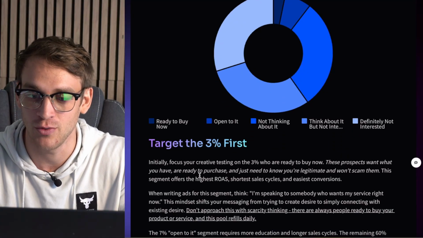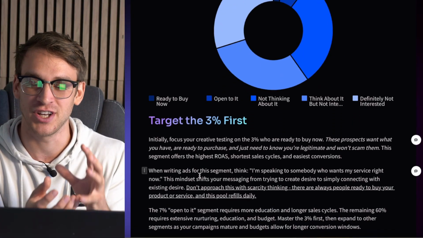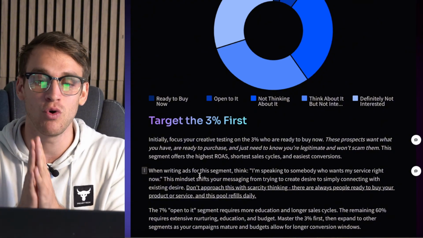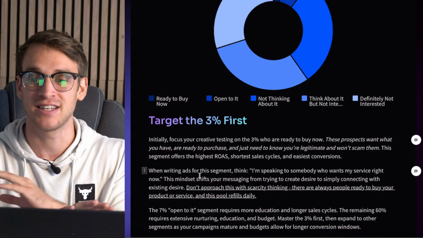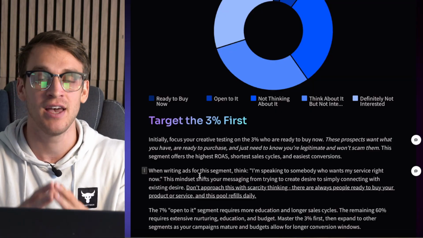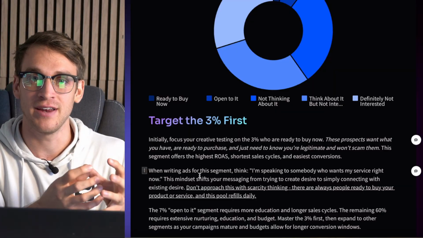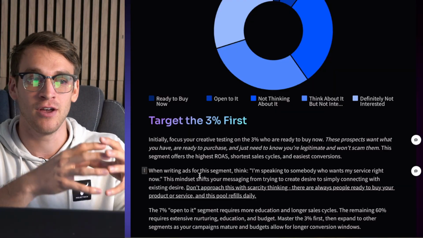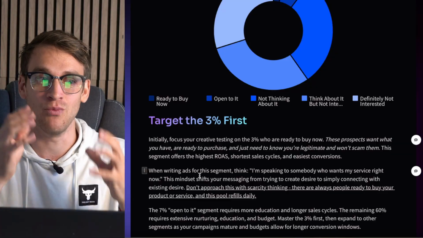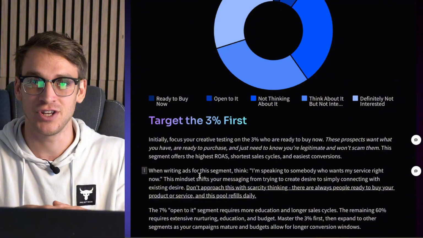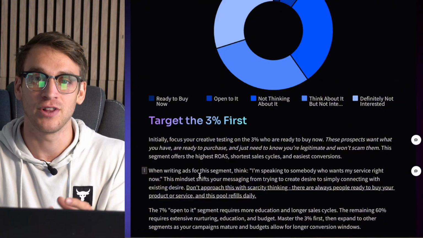So initially, you want to focus your creative testing and your messaging and how you write your ads for people who are in market for your service right now, for people who want to buy the thing that you sell right now. It's going to make writing ads super easy and much clearer because you can literally picture somebody who wants your thing right now. If I'm selling ads, I can picture somebody who's scrolling through Facebook right now and wants to buy an ad agency service right now. That makes my ideation and my language that I use much clearer and easier to develop.